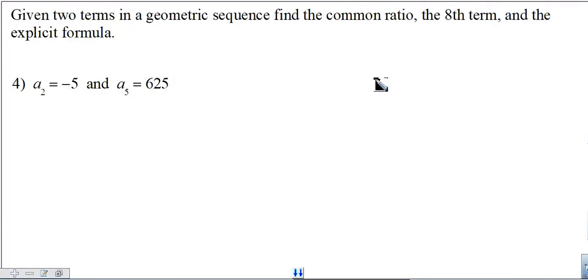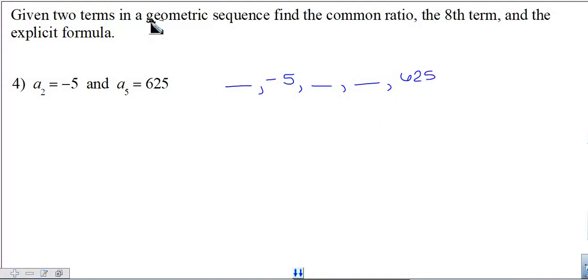I'm going to approach this a little bit differently because these numbers are closer together, and I'd like you to visualize what they've given us and what we're missing. They didn't give me the first term, but they did give me the second. They didn't give me term 3 or 4, but they did give me term 5.